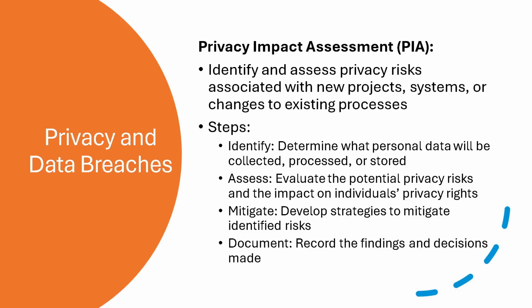PIA or Privacy Impact Assessment. A PIA is a process used to identify and assess privacy risks associated with new projects, systems, or changes to existing processes. The steps for PIA are as follows. The first step is to determine what personal data will be collected, processed, or stored. The second step is to evaluate the potential privacy risks and the impact on individuals' privacy rights. The third step is to develop strategies to mitigate identified risks, such as implementing security controls or data minimization techniques. And the last step is to record the findings and decisions made during the PIA process.